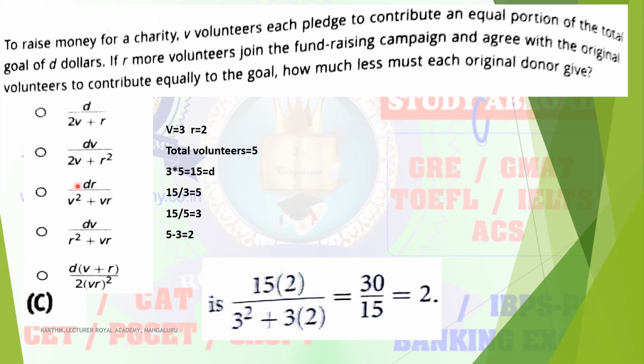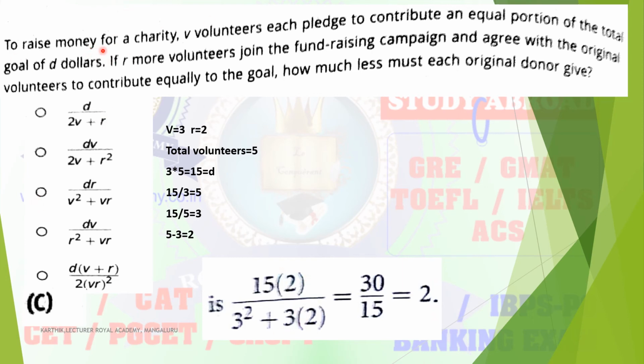Just substitute D is 15 and R is 2, and divided by V is 3 square plus V, where V is 3 and R is 2. Just substitute, you will get the same answer. So option C is correct. In this way you have to find out. I hope all of you understood.